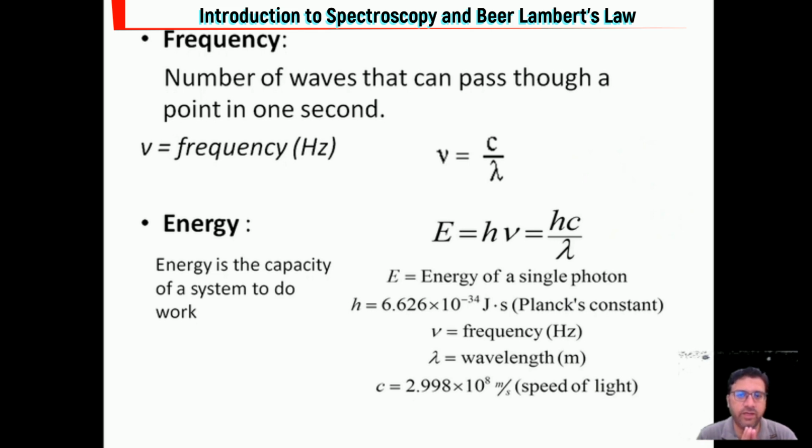Frequency. The number of waves that can pass through a point in 1 second is known as frequency. It is denoted by nu and its unit is hertz, and it is inversely proportional to wavelength. Energy. Energy is equal to h nu, which is equal to hc over lambda, where h is the Planck's constant and c is the velocity of light, which is equal to 2.998 times 10 to the power 8 meters per second.